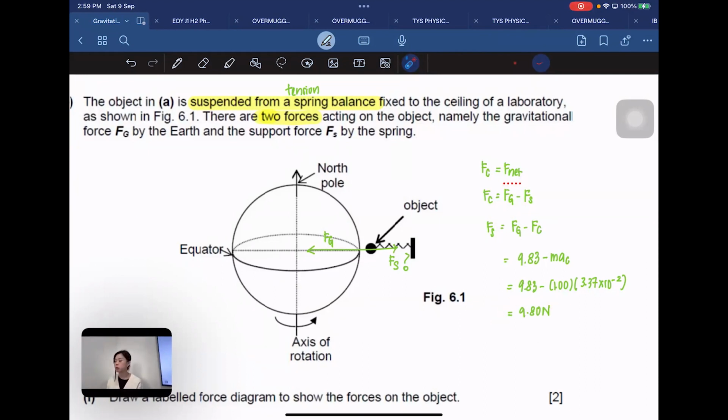Because of this, I calculate my spring force to be 9.8. Then it kind of makes sense. My gravitational force was 9.83 Newton, and my spring force is 9.80 Newton. So there's this additional 0.03 Newton that acts as a centripetal force.